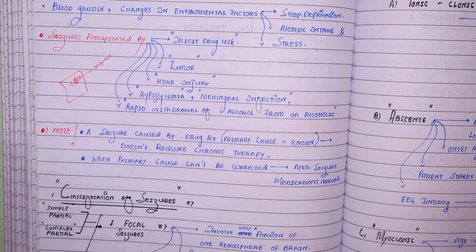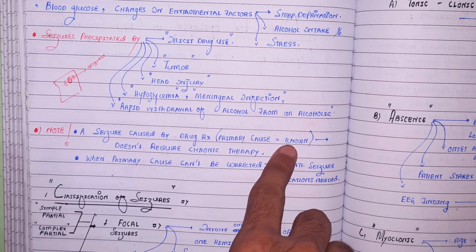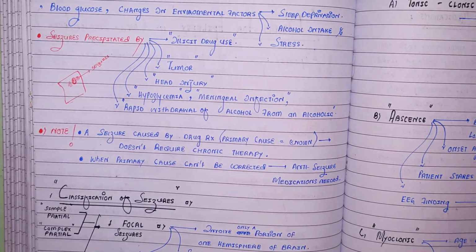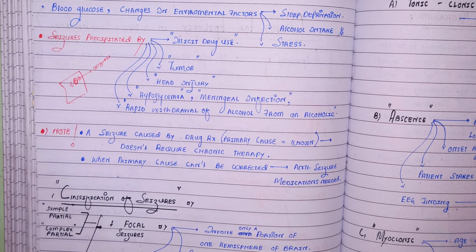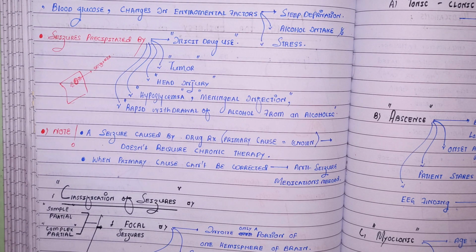If the primary cause of the seizures is known, then you don't need to give the anti-seizure medications. Why? Because you know the cause. You just have to avoid that cause. For example, if you develop the seizures due to some drugs, you know the cause, na? The cause of the seizures is taking some other drugs which have the side effect of causing seizures. So what you have to do is just stop those drugs which are causing seizures. You don't have to provide the patient with the anti-seizure or anti-epileptic drugs.